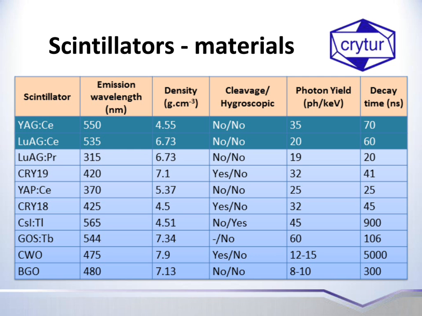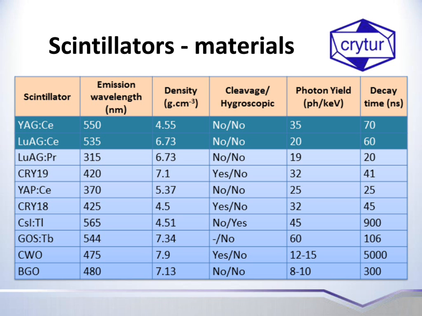So what are some materials that exhibit scintillation? Well, today we are going to speak about garnet crystals such as YAG, which is doped with cerium, and also LuAG, which is doped with cerium. We can see that the emission wavelength is about 550 nanometers, which is great for coupling with a CCD. Also, they are non-hygroscopic, so they are very chemically stable. Their photon yield is about 20 to 30 photons per keV, and decay time is pretty low for imaging.